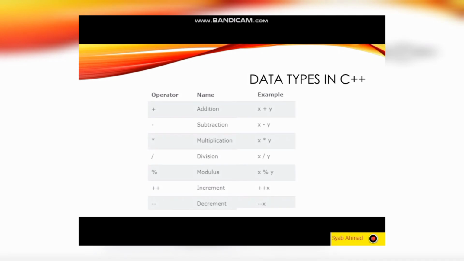Addition adds together two values. Subtraction subtracts one value from another. Multiplication multiplies two values. Division divides one value by another. Modulus returns the division remainder. Increment increases the value of a variable by 1. Decrement decreases the value of a variable by 1.